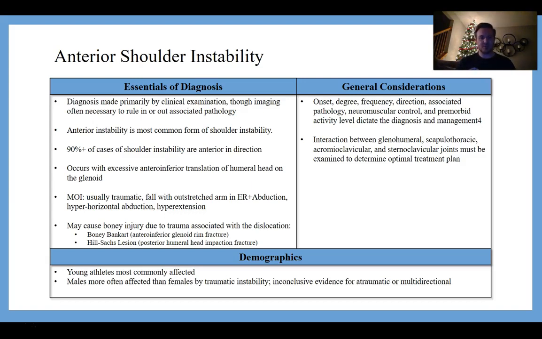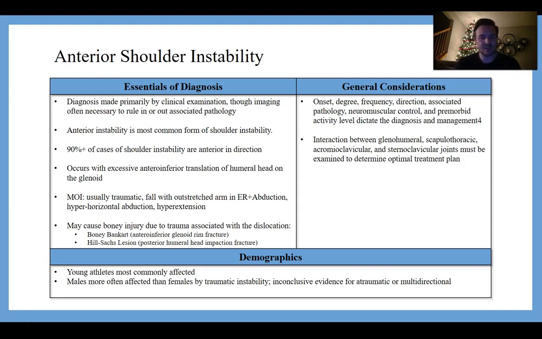So, essentials of diagnosis for anterior shoulder instability. 90% of cases of shoulder instability are anterior in direction. Usually the mechanism of injury is traumatic, with a fall on an outstretched arm, usually in the externally rotated and abducted position. Sometimes hyperhorizontal abduction happens, or hyperextension. If you look at all these three positions, it's important to note that these are all arthrokinematic and osteokinematic positions that create a slide and glide in the anterior direction.